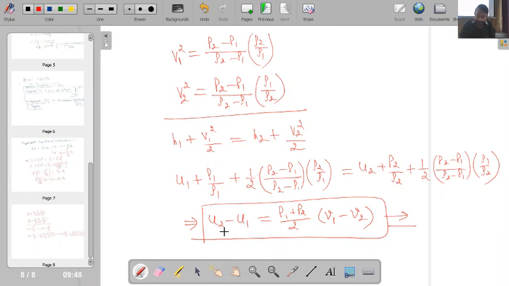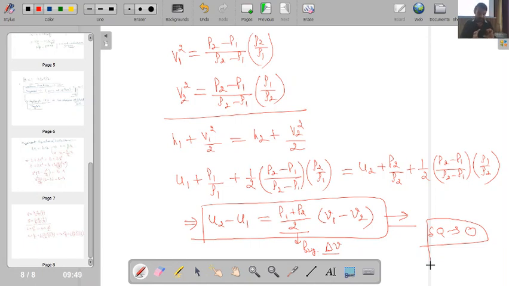It represents that u2 minus u1 is equal to P average times delta V. What is P average into delta V? This is our boundary work. So the change in internal energy of the fluid is equal to the boundary work. Here we don't have any heat transfer for the physical situation of a shock wave, so delta Q is ultimately 0.